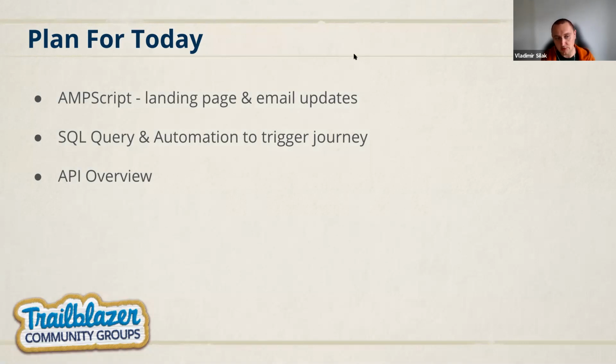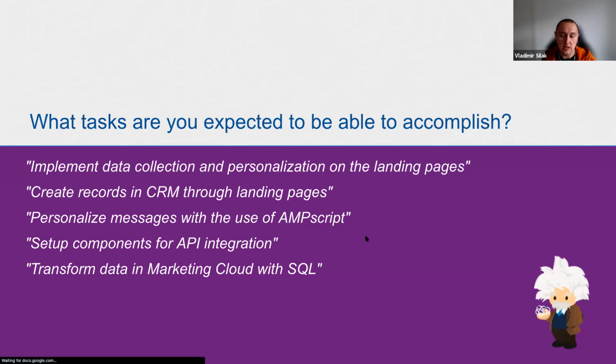Then we're going to look into using a SQL query in automation to populate a data extension. How do we trigger the journey? That was one of the questions we took from the previous session as a takeaway, and we'll tie this together. And then I'll do an overview of the Marketing Cloud API, show you how to configure it within the platform, and at least provide you a reference to a really great library of use cases. That's the objective for today.